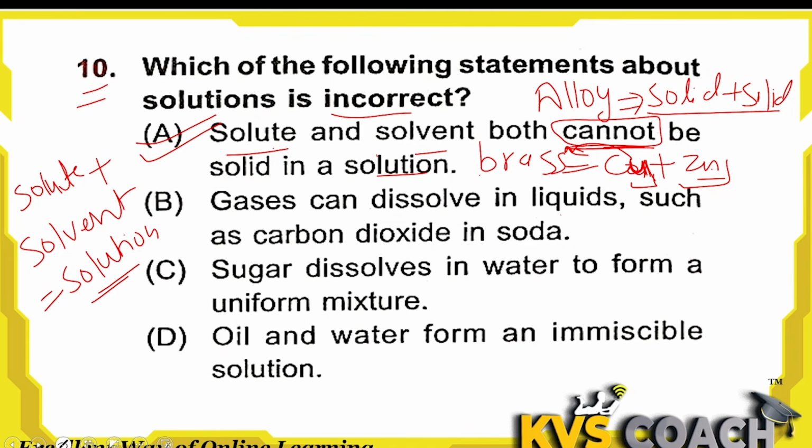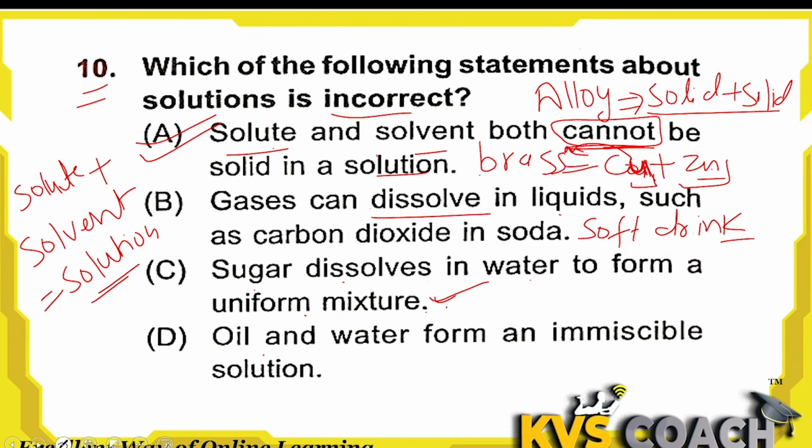Gases can dissolve in liquid. Yes, this is the example of soft drink. I told you that soft drink is the CO2 gas in water. The third one, sugar dissolves in water to form a uniform mixture. Yes, when we dissolve sugar in water, then there's a uniform mixture or a homogeneous solution. Homogeneous means that they cannot be seen separately again, they mix together uniformly. Okay, so they form uniform solution.